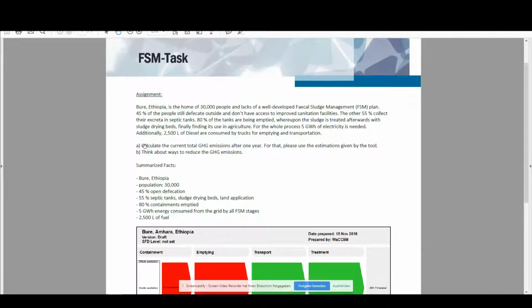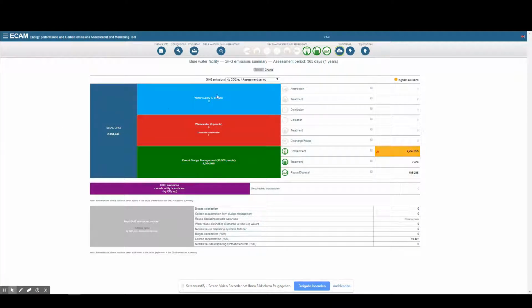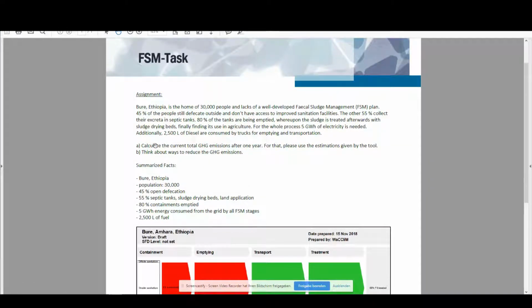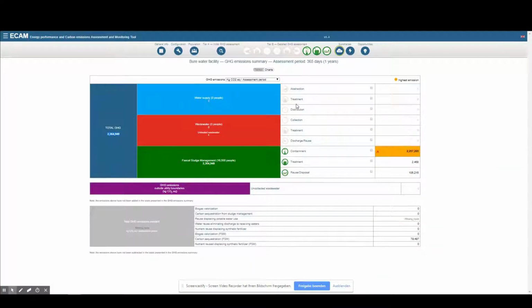Let's go and have a closer look at the greenhouse gas emissions summary to answer question A. As you remember, question A was to calculate the current total greenhouse gas emissions after 1 year. So as we can see here, the program already calculated those for us. It's about 2,300,000 kilograms of CO2 equivalents per year. So we answered actually task A.